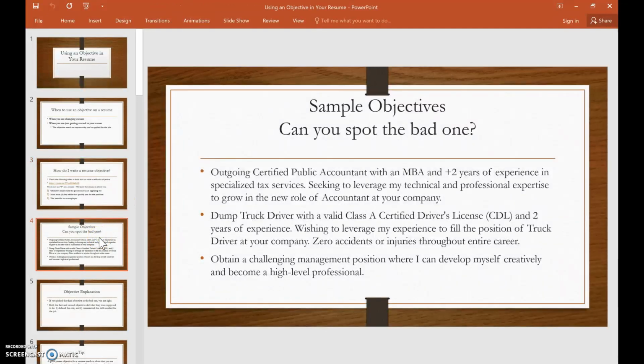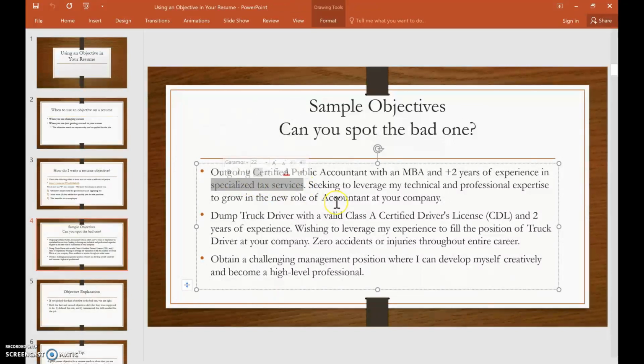So let's take a look at sample objectives that you might use. I have 3 here, and 1 is a bad objective and 2 are good objectives. So let's take a look at the first one. Outgoing certified public accountant with an MBA, schooling, qualification, and 2 years of experience, qualification, in specialized tax services, special skill. Seeking to leverage my technical and professional expertise to grow in the new role of accountant. There's the position at your company. Now you realize you won't say your company, you'll actually state the name of the company, right?